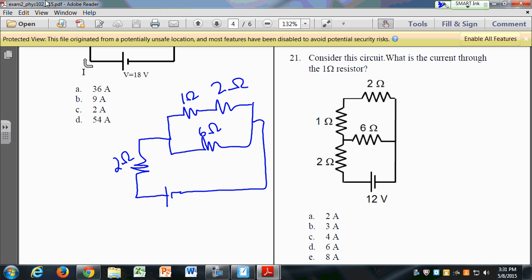Are you okay going from that point? Because once you get to this, it's easier. Yeah, okay. But that's a common way to draw circuits.